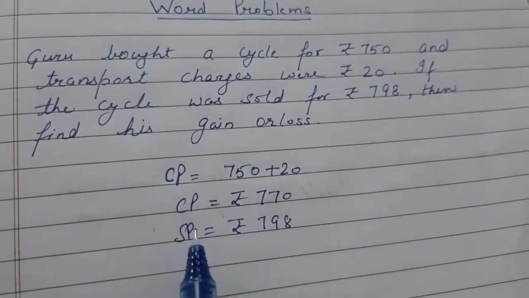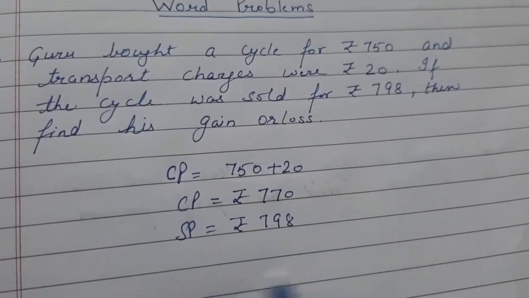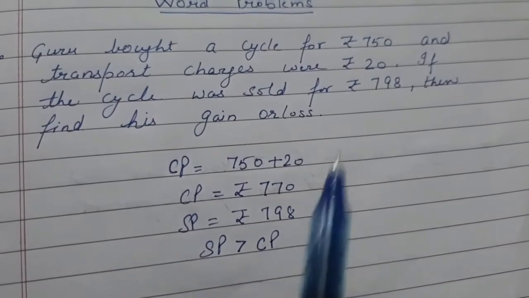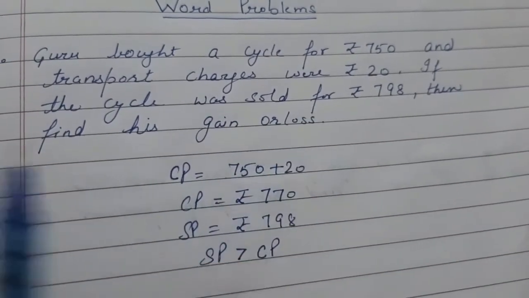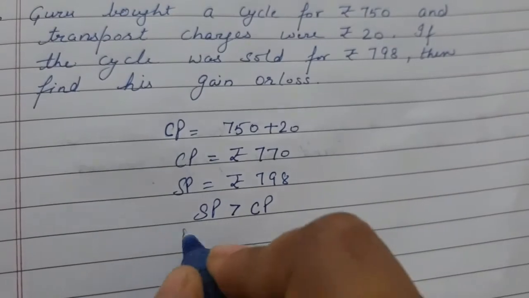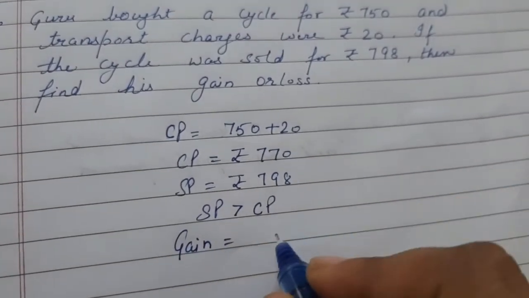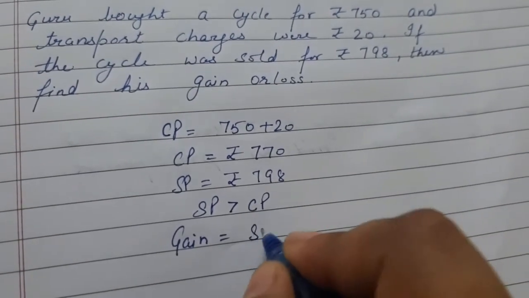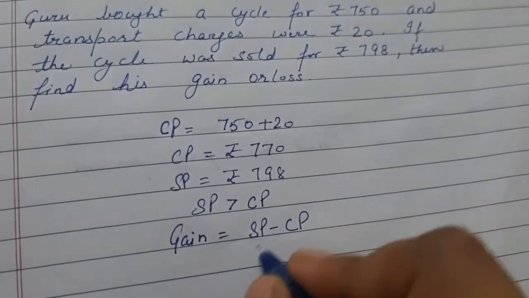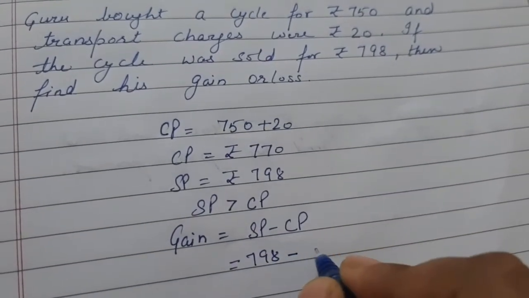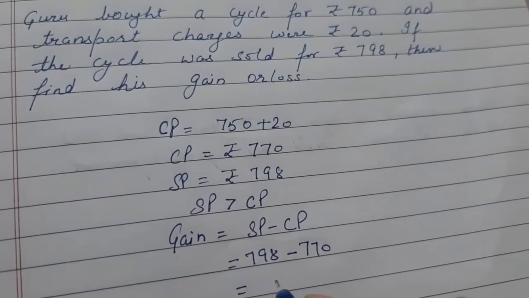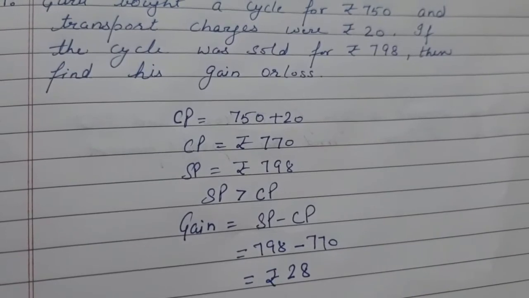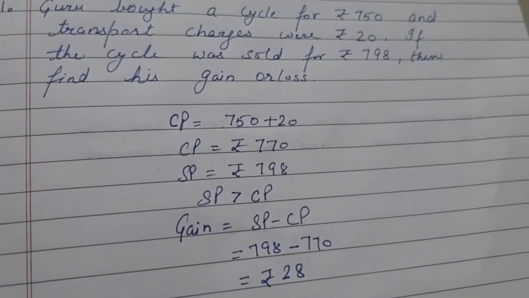Now you will compare both selling price और cost price को. कौन सा bigger है? You will check selling price is greater than cost price. It means क्या होगा उसे? Gain या loss? Yes, he will be in gain. तो gain क्या होगा? Gain will be selling price minus cost price. That is 798 minus 770 rupees. So rupees 28 का gain हुआ है गुरु को. Okay, so this was the simplest one.